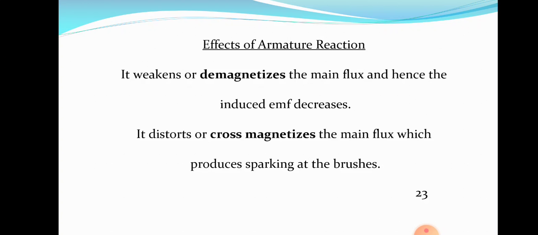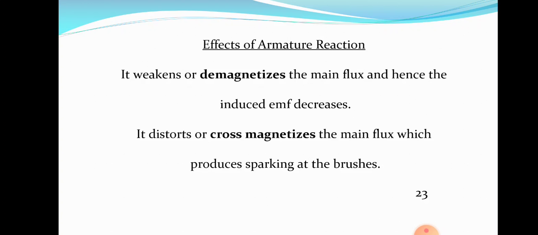So armature reaction is the effect of armature flux on main flux. It distorts or weakens the main flux. If it weakens the main flux, that effect is known as demagnetizing effect. Its result is that the generated EMF is decreasing. Why? The flux is decreasing, resultant flux is decreasing. This decreased flux cuts the armature winding and decreased EMF is generated in the armature. Due to demagnetizing effect, generated EMF decreases.